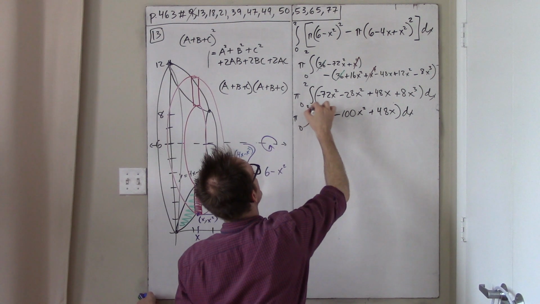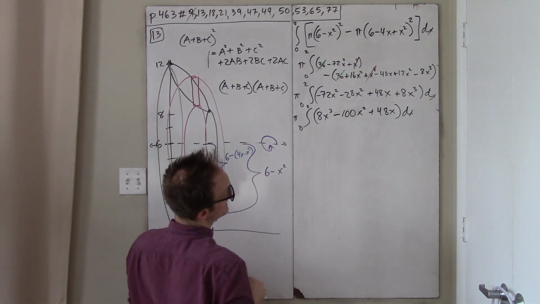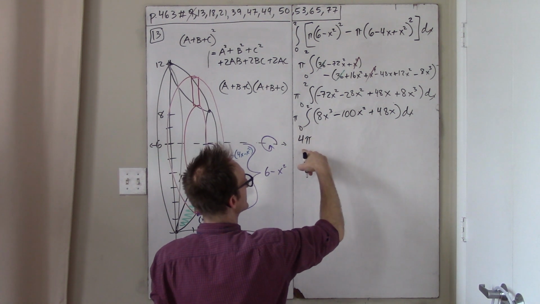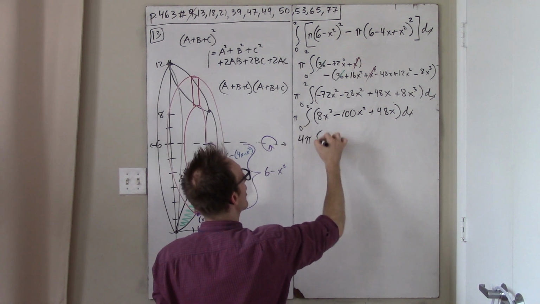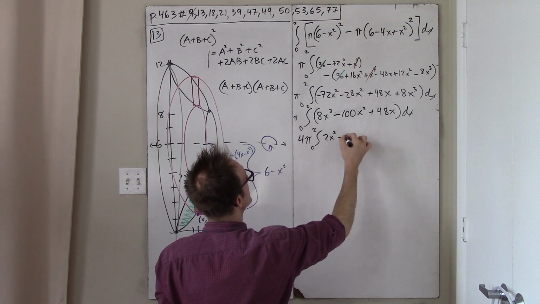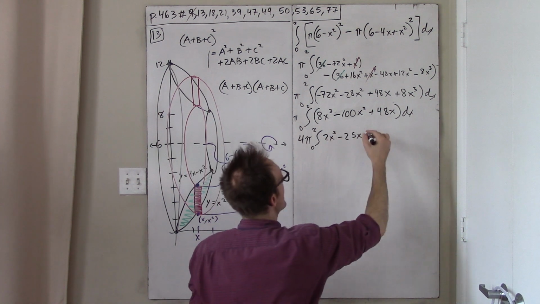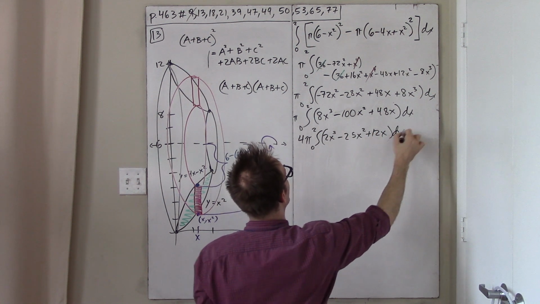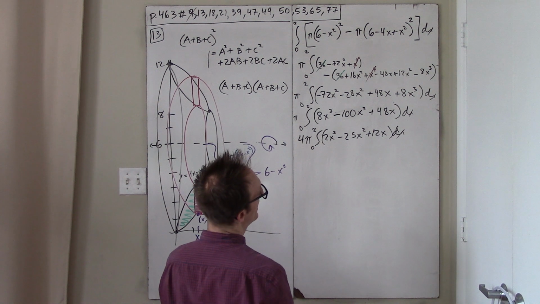Pi integral from 0 to 2. I guess I can take out at least a 4 from all of this, to make these numbers a little bit smaller. So that's 4 pi integral from 0 to 2 of 2x cubed minus 25x squared plus 12x. And now I can just do this.